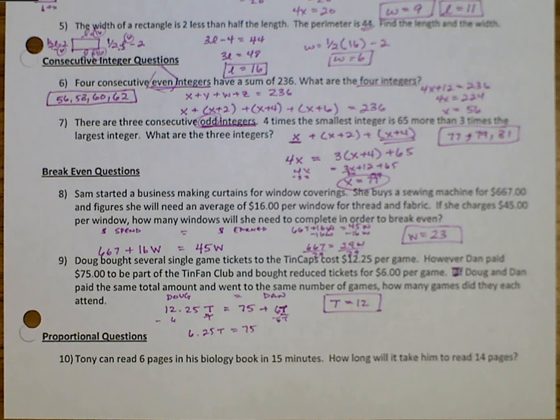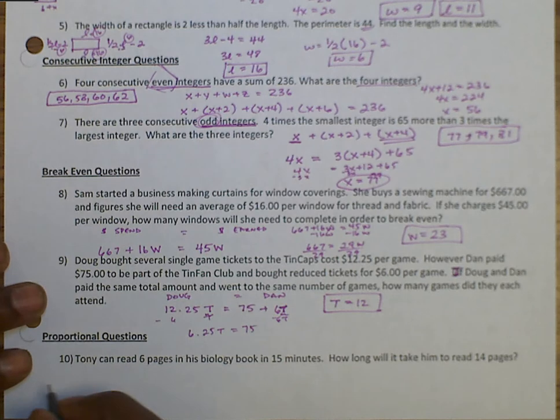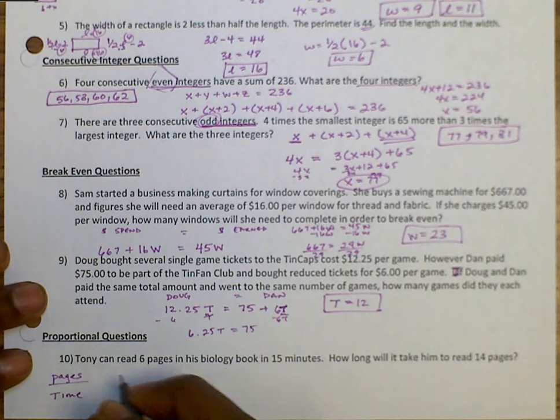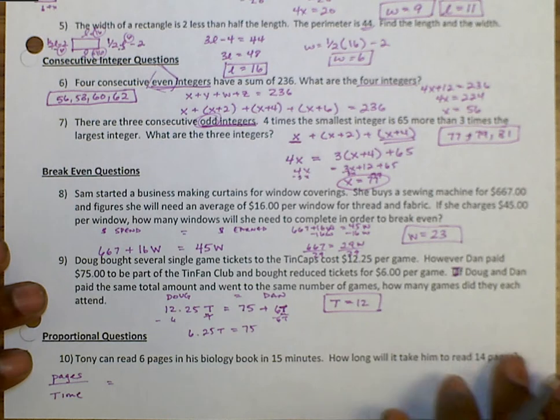Alright guys, so let's finish this worksheet up with this last video. It says Tony can read 6 pages in his biology book in 15 minutes. How long will it take him to read 14 pages? This is a proportion problem, so we want to set up our proportion, and we can do something like pages on top and time on the bottom. Okay, and we can set up that proportion and solve this question.